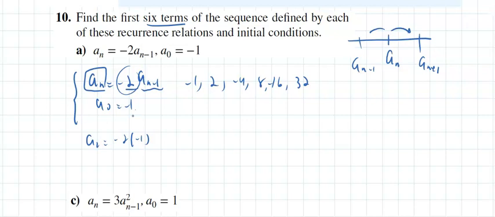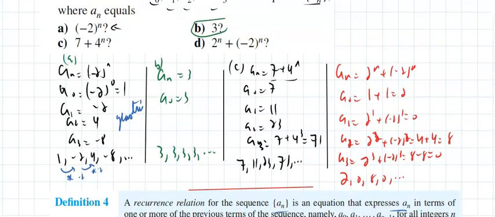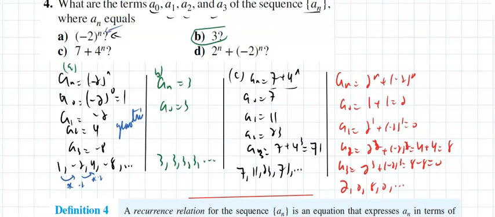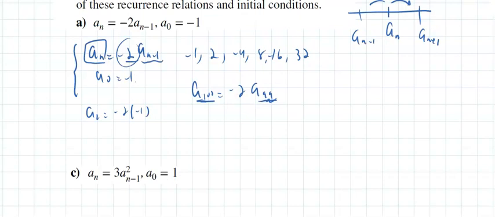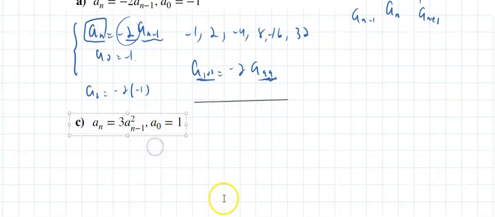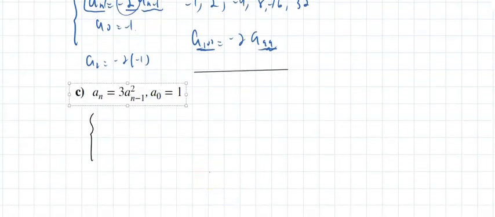The deal here, if I want to find A sub 100, I need negative 2 times the 99. So to find the 100th term, I need to list the first 99 terms. Versus here, I just replace n by 100 and I'm set. So recursive depends on prior terms.